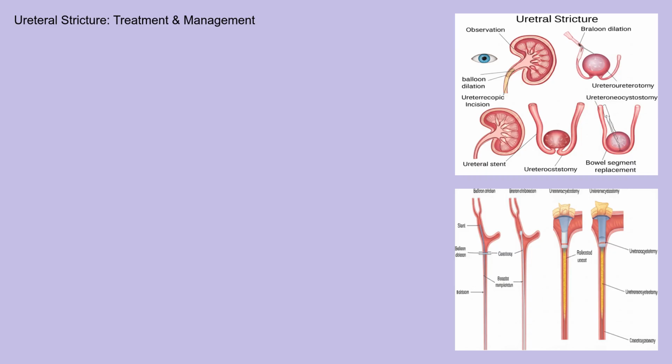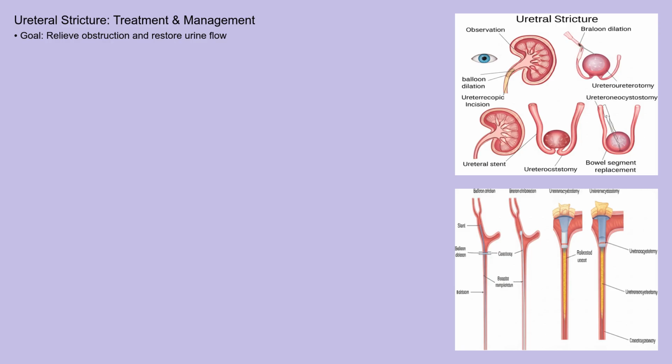Treatment and management of ureteral stricture aim to relieve the obstruction and restore normal urine flow. The approach depends on the severity, location, and length of the stricture, as well as the patient's overall health. Conservative management, such as observation and pain management, may be appropriate for mild, asymptomatic strictures. For more significant strictures, interventions are necessary.